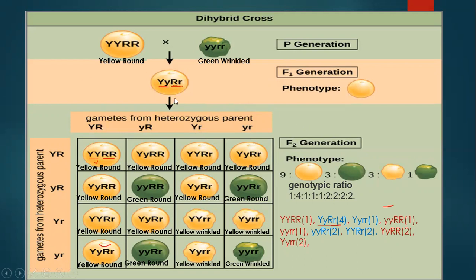9:3:3:1. So they are assorting themselves. One trait is assorting independently of the alleles of the second trait. That is the law of independent assortment. The law of segregation is just the separation of the alleles of one trait. So when capital Y and small y segregate, this is the law of segregation. When capital R and small r segregate, this is the law of segregation. But when yellow comes with round, or with wrinkled, this is the separation of the two traits. So that is the law of independent assortment.